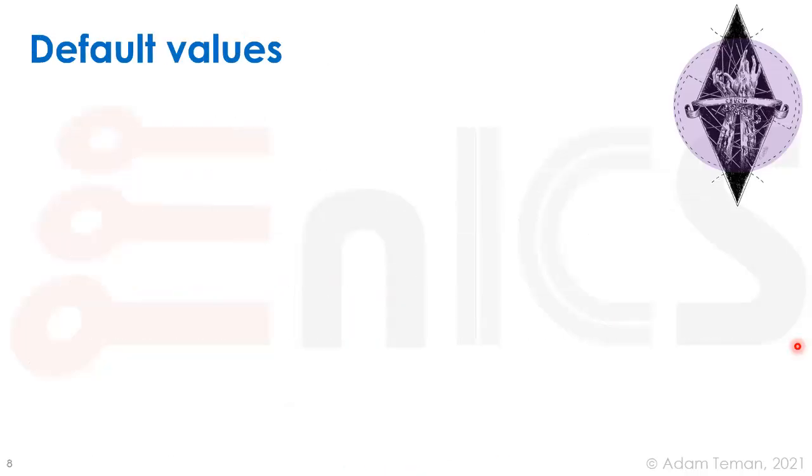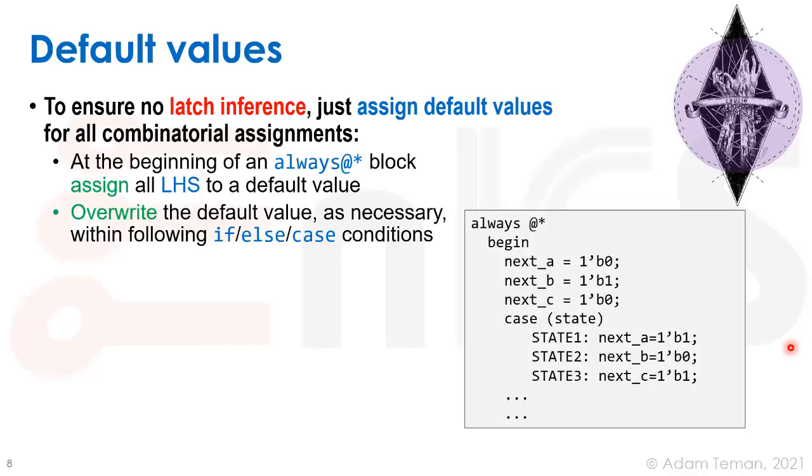So to show you how to work around some of this, if we don't want to have latch inference, a really good practice is to assign default values for all combinatorial assignments. So at the beginning of an always at star block, assign all left-hand side values to a default value and override the default value if necessary with the following if, else, and case conditions. So for example, if we have always at star here, start with a begin, and then right away say we're going to assign next A, next B, and next C some sort of default value.